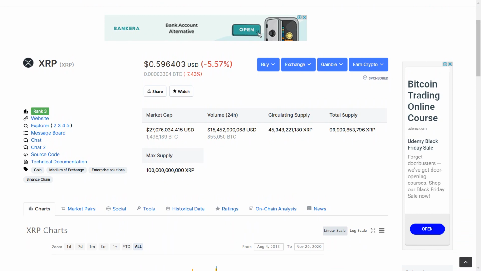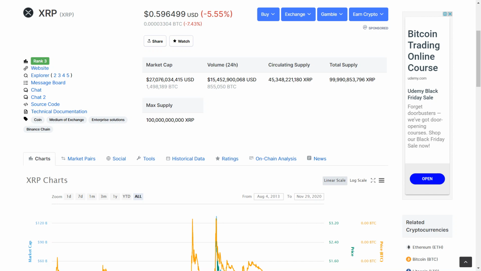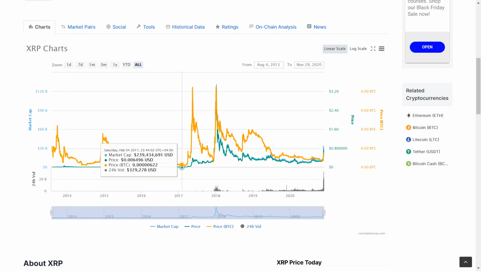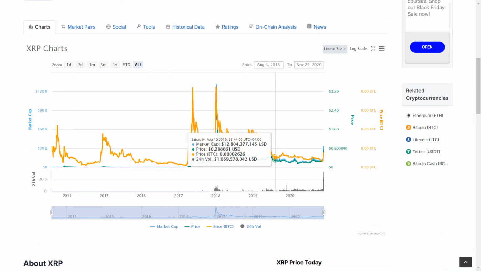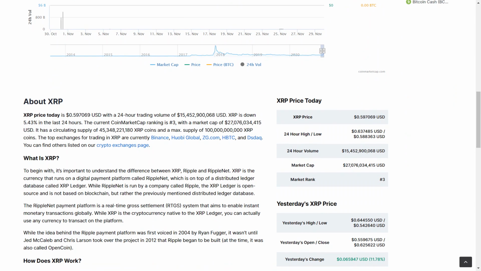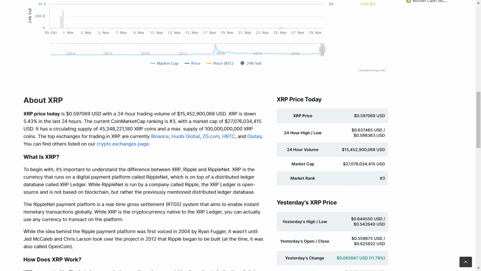In the left corner, you can find the official website, the Explorer, message board, chatting, and technical documentation. All this useful data is regarding Ripple and belongs to Ripple, like market capitalization, volume, supply, maximum supply, total supply for today, and a diagram for analyzing its rise and decrease in ranking position. And some information about Ripple.